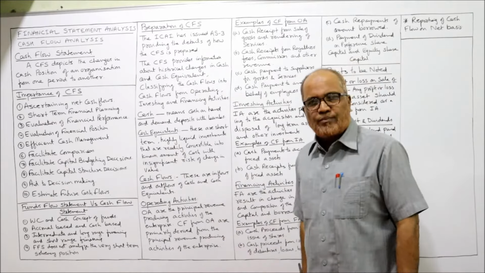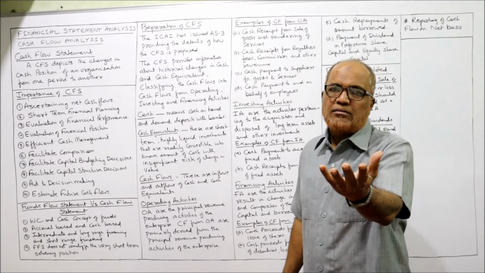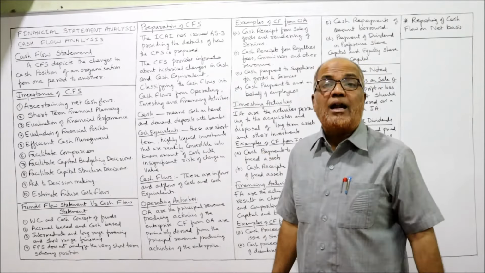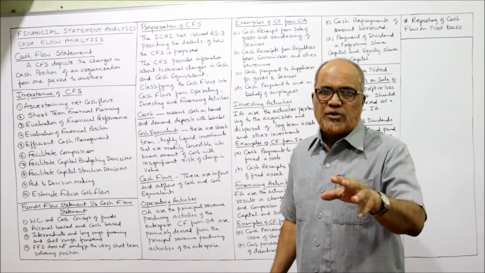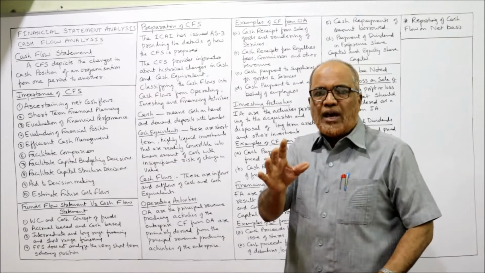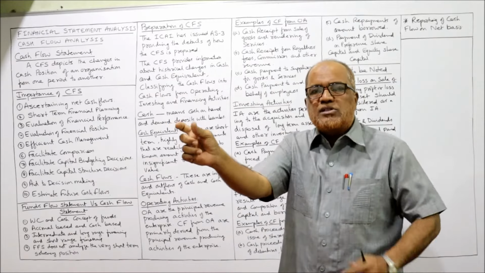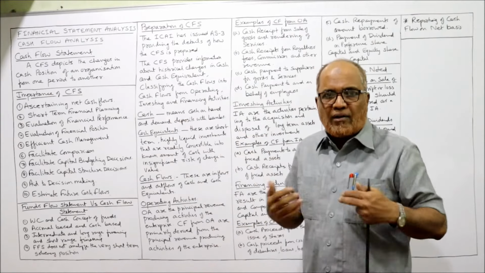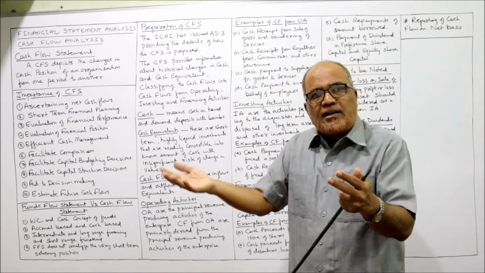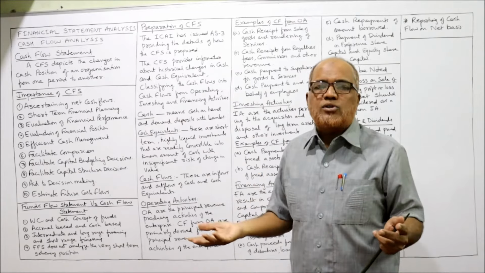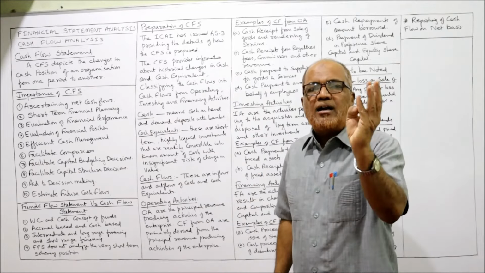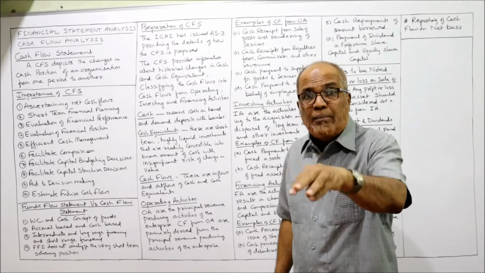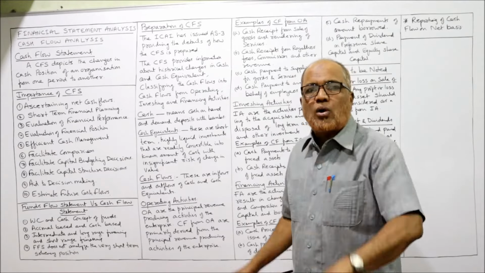The first, cash. Cash means cash in hand and cash at bank and demand deposit. There are two types of deposit, fixed deposit and demand deposit. So we assume whatever demand deposit, that means whenever we can withdraw the money, that is called demand deposit. Our money is in the bank. At any time we can withdraw it. That is called demand deposit. So cash in hand and deposit in bank in demand deposit, that is called cash.